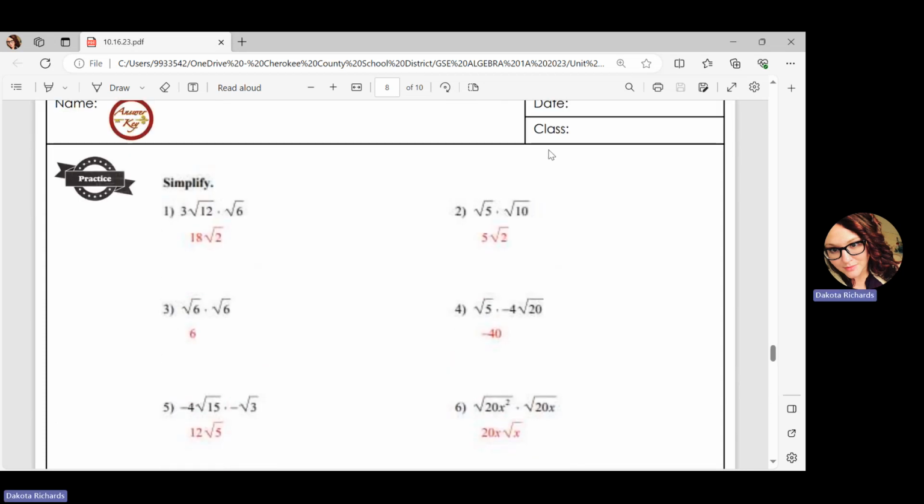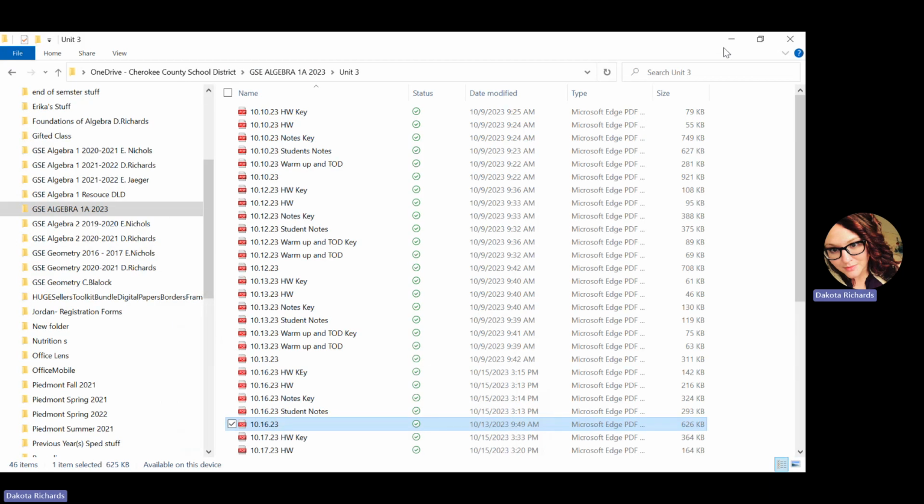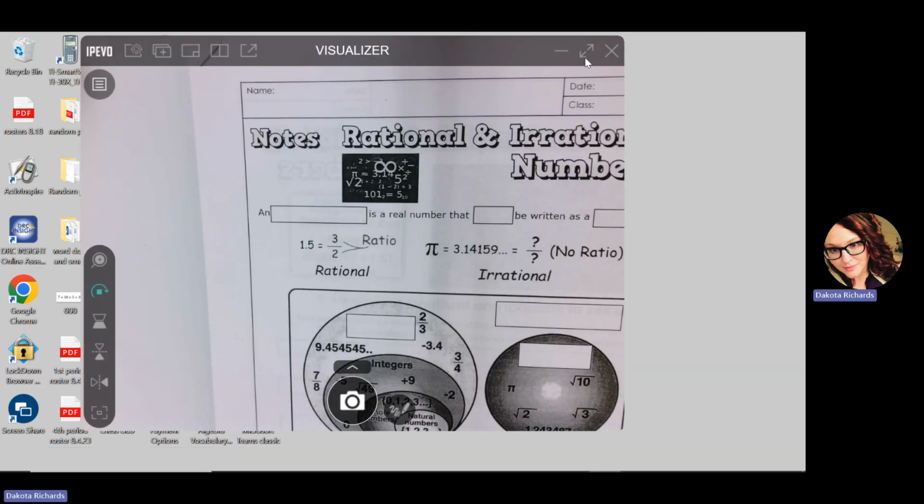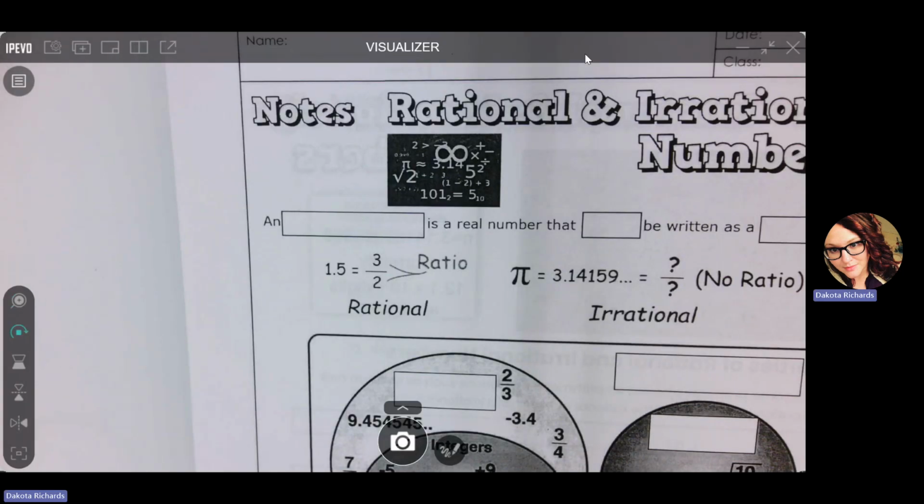But basically it boiled down to you got to multiply. What's on the outside stays on the outside, inside stays on inside, and then you simplify. Okay, so we should have done that. So now let's look at the notes for today. So today we're going to talk about rational and irrational numbers.